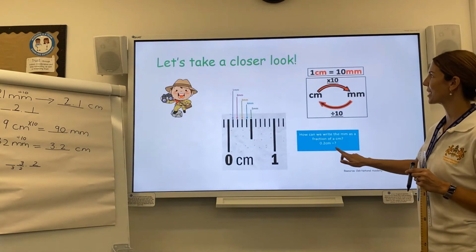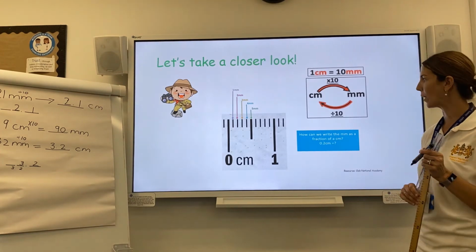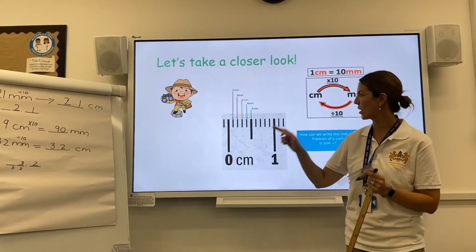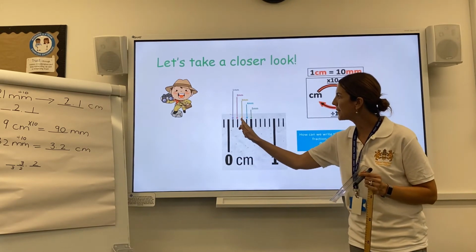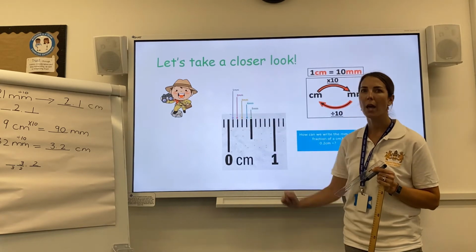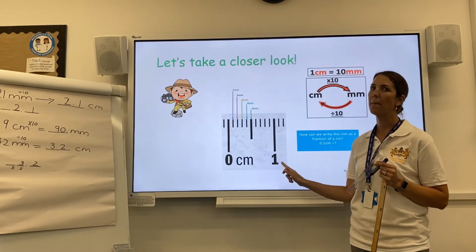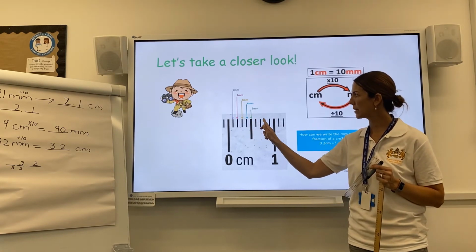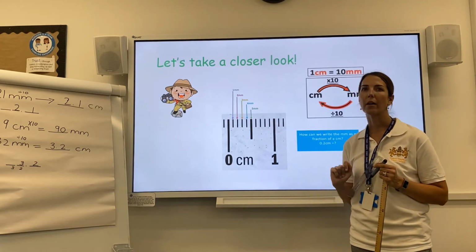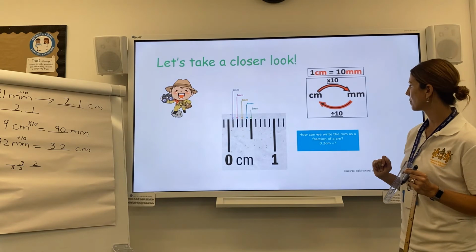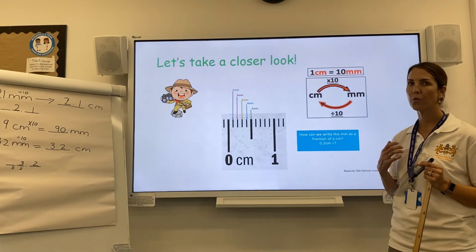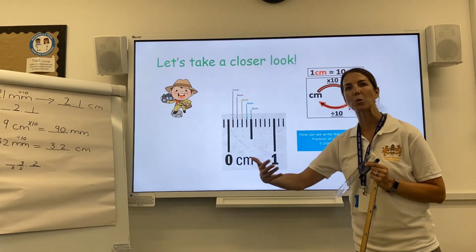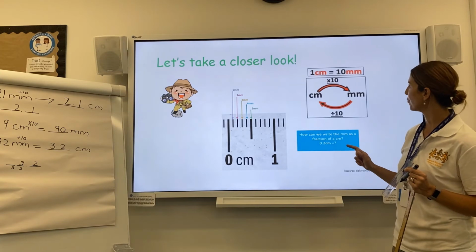Let's see if we are correct. Fantastic, well done everybody. Now let's have a closer look at what my ruler is showing. This is the bit that we were talking about. So if I zoom into that first section, I get 0 to 1. And every single little one represents 1 millimeter. This one is 1, 2, 3, 4, 5, 6, 7, 8, 9, and then I get to my 10 millimeters. So if I had to write it as a fraction, I would say that that is 1/10, and that would then be 0.1, which we were talking about before.